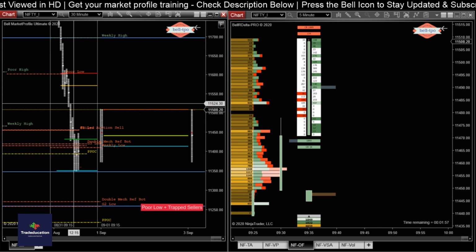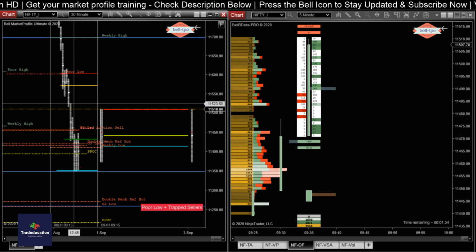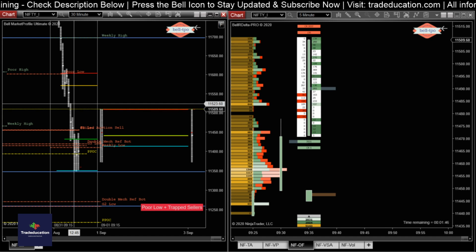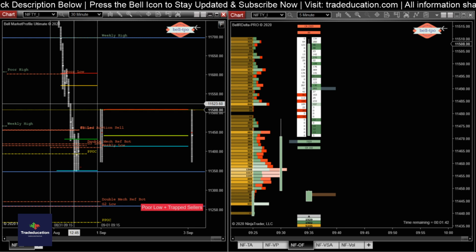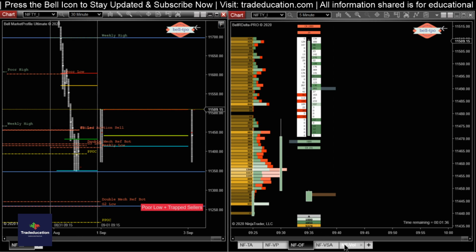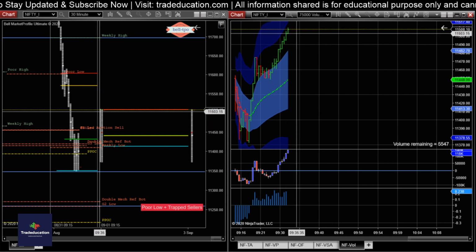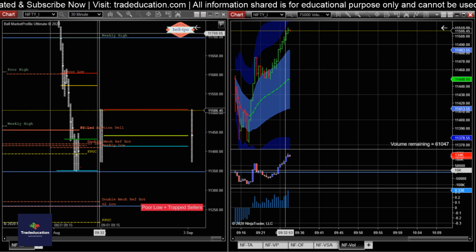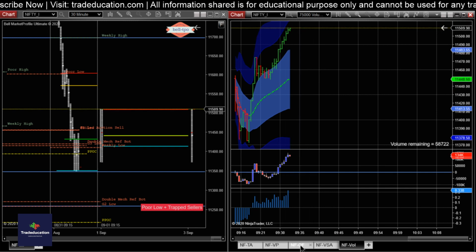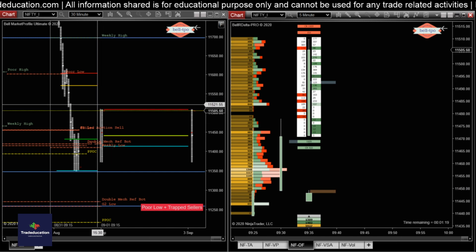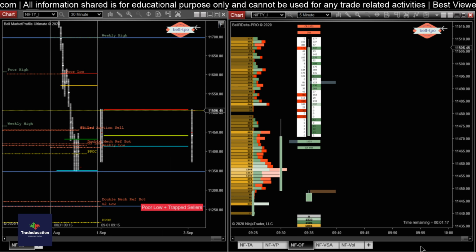So let it go higher. I'm just waiting for sellers to step in. If you see, the auction is just going in one direction. Delta is also going in one direction. So let it come till here, 525 or 526.